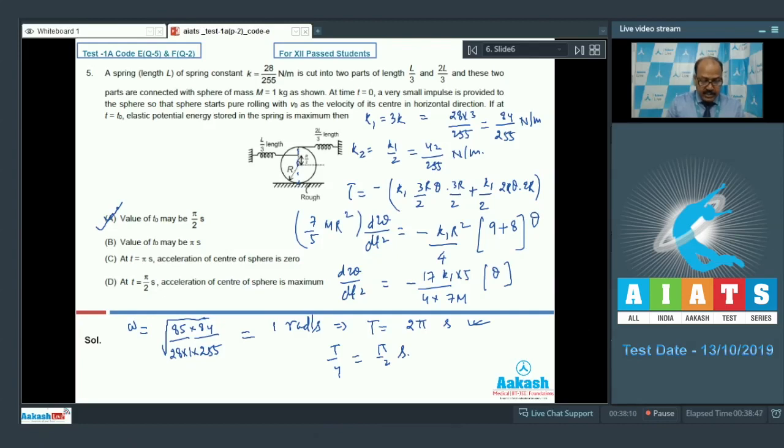Let's look at option C now. It says at t equal to pi second, acceleration of center of sphere is 0. This is correct because the sphere is passing through its equilibrium position. So option C is also correct.